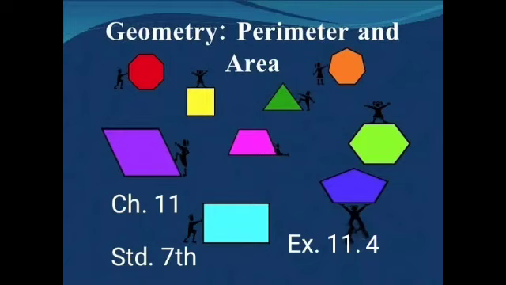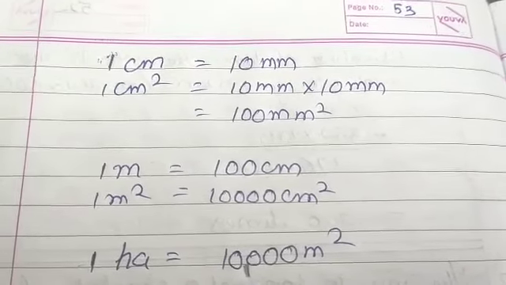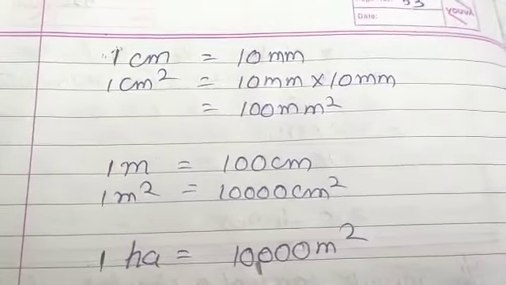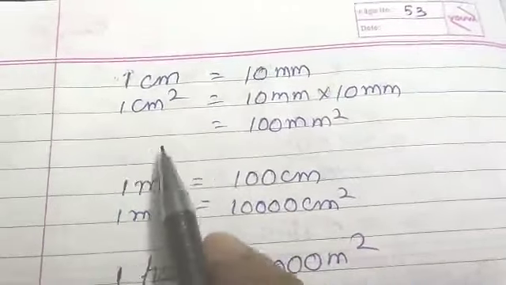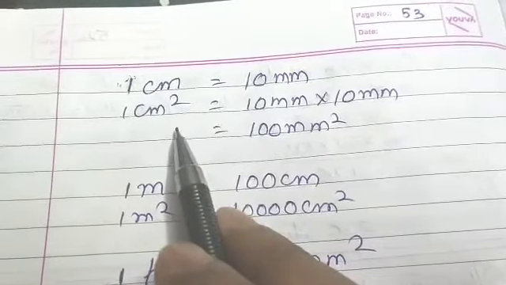In this video, we will do exercise 11.4 of chapter Perimeter and Area, standard 7th. Now, before starting exercise 11.4 of chapter Perimeter and Area, we have to understand this unit. See how to convert the unit, conversion of unit.